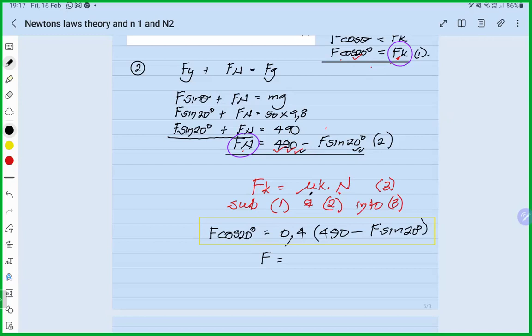So I'm getting 182.07. Sounds good. Anybody else? There's your answer for F.